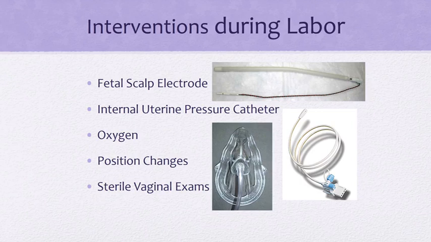There's also the internal uterine pressure catheter, which I talked about earlier. That's the one that's on the bottom right. That is the catheter that the physician will put in, and then it will measure the actual pressure of uterine contractions. And then there's oxygen therapy. So we will apply oxygen therapy for periods where if the baby's heart rate drops a little low, or if mom's blood pressure drops a little low, we'll apply some oxygen for periods of time.